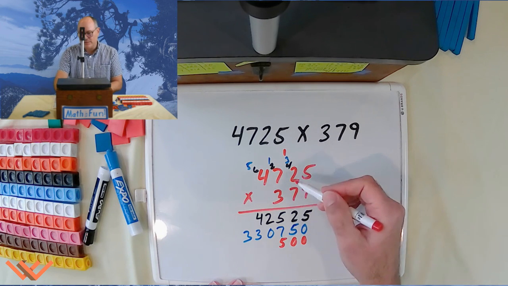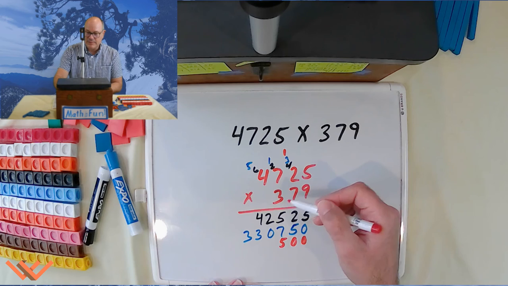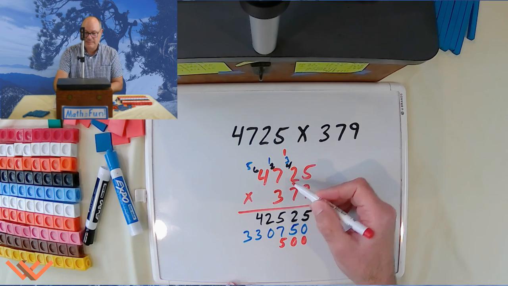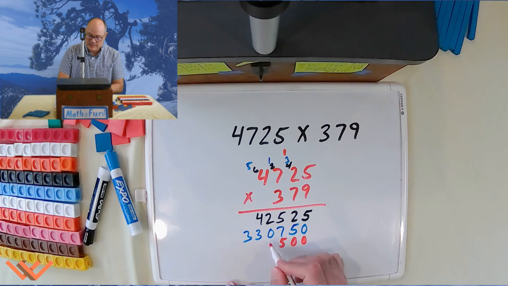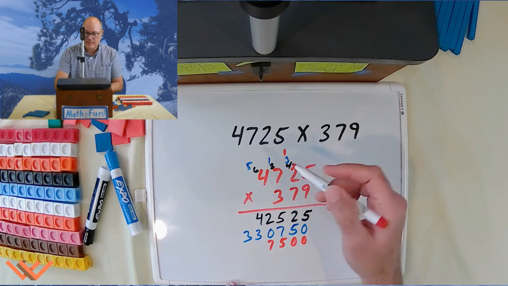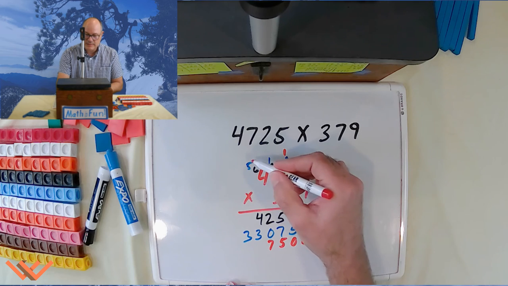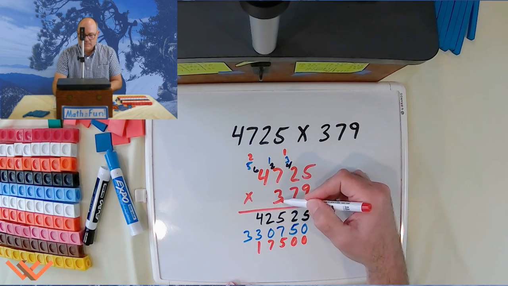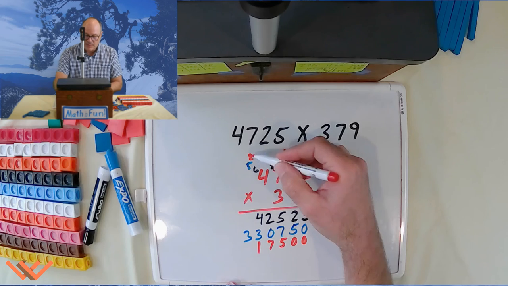2 times 3, or it's 20 times 300, but I'm just going to do 2 times 3. So that's going to be 6, right? 7. 3 times 7 is 21. So I put that 2 there, this here. 3 times 4 is 12, 13, 14.